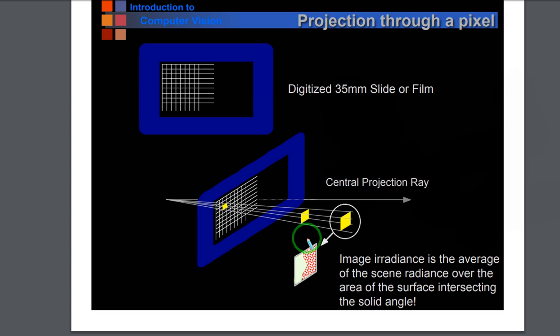If you saw an old television, there was a cathode tube. The cathode tube was emitting a ray, and that was the image of old televisions. So image radiance is the average of the scene radiance over the area of the surface intersecting the solid angle. So why is he saying this?